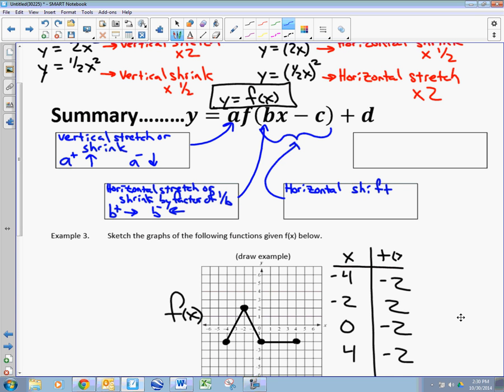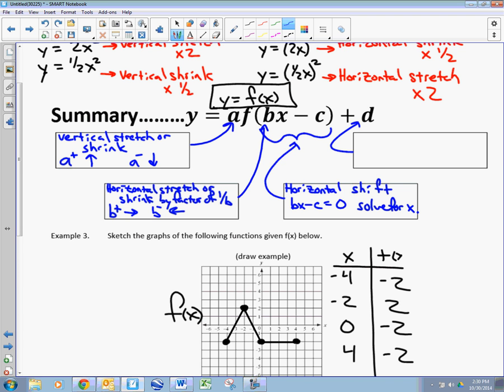And what we do is we take whatever's on the inside and we set it equal to 0. So bx minus c equals 0. Solve for x. And that will tell you exactly what the shift is. If it's positive, it's to the right. Negative, it's to the left. And we got the easy one.